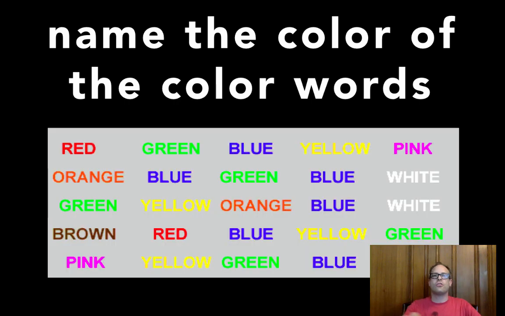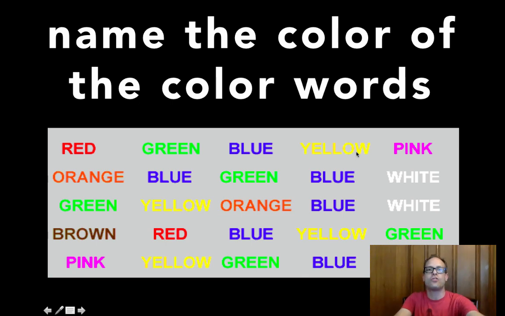So what I want you to do here is, as you read these words, name the color of the color words. So this first one right here, the word red is written in red, right? So all you need to do is say red. And here's one. It's green, blue, yellow. Okay, those are pretty easy.